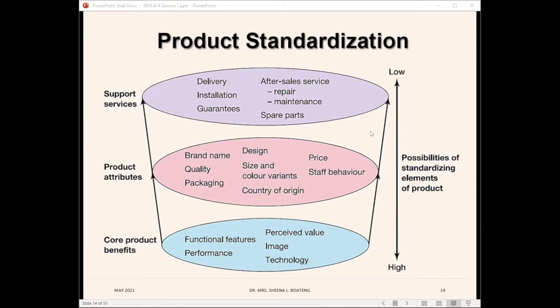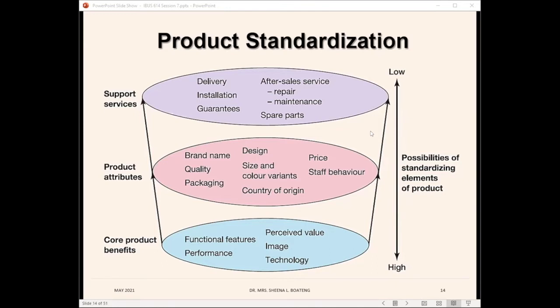So at the core level, it is very, very possible that a firm can engage in standardization. And as we can see from the diagram, ranging from the bottom of the diagram to the top, the possibilities of standardizing the product elements are higher at the base where we have the core product benefits and become lower and lower as we move to the higher levels of the product. So for instance, standardizing core product benefits like functional features is very easy because basically every phone has to have those features, like making and receiving calls, sending text messages, enabling you to access Wi-Fi and be able to stream.